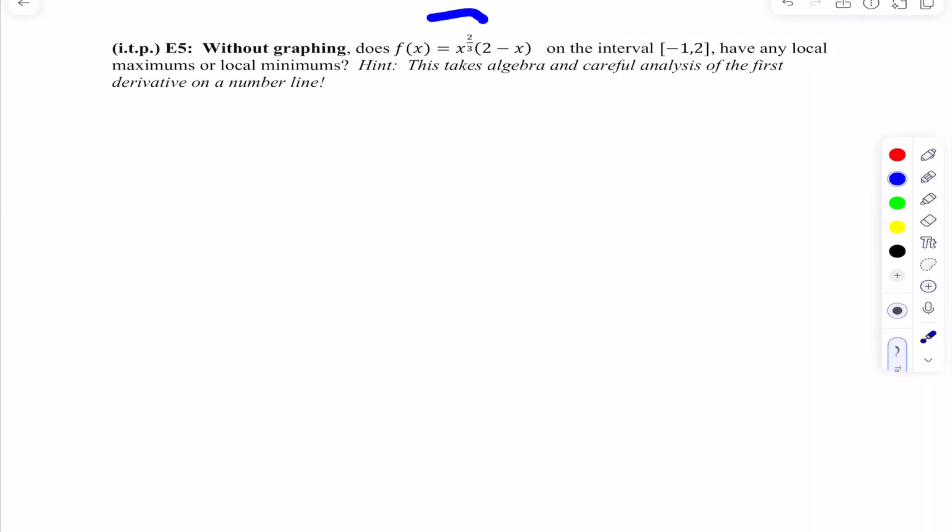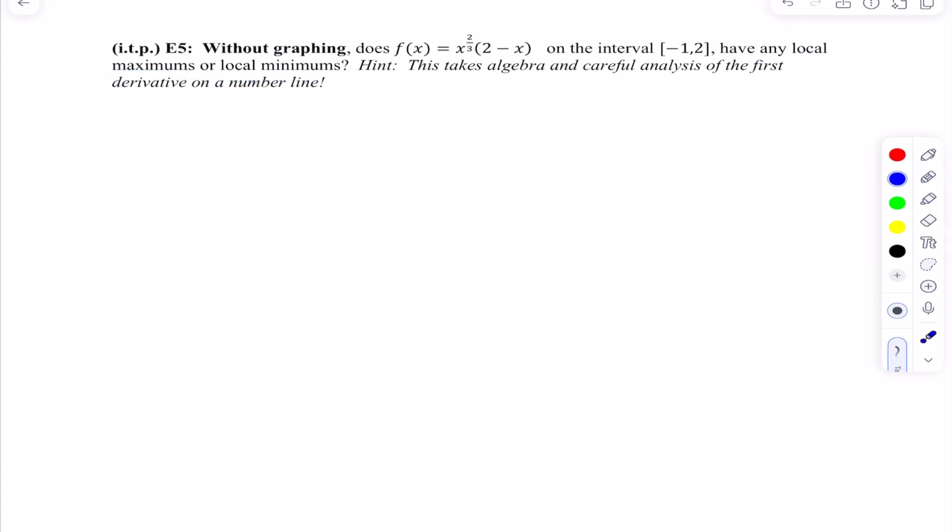Let's look at this function with algebra to see if this actually has a local max or local min on the closed interval from -1 to 2. When we talk about localizing around a number, we do not include the endpoints. So for x equals -1 or x equals 2, we don't talk about any local mins or local maxes there. At most, it could be absolute. But this question only asks for local.